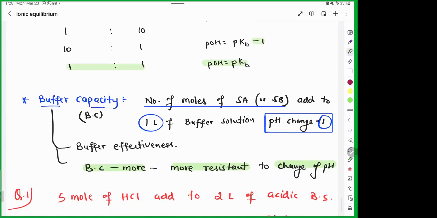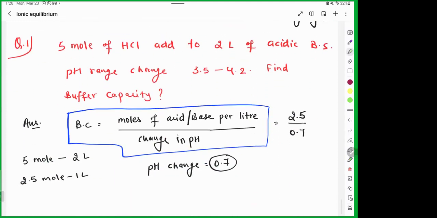The last topic in this is buffer capacity. Buffer capacity means how many moles of strong acid or strong base you need to add to 1 liter of buffer solution so that pH changes by 1. If the buffer capacity value is more, it means it will resist more and pH will try to remain the same. This is the formula of buffer capacity: number of moles of acid or base per liter divided by change in the pH. So buffer solution is done.